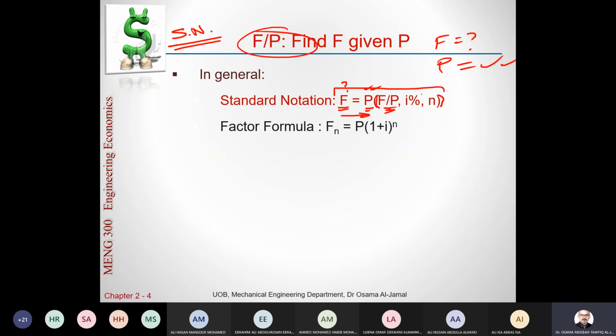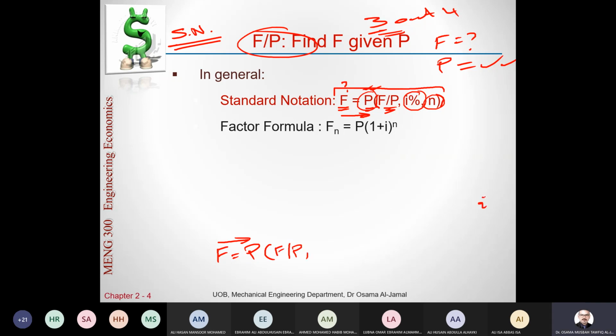What things do we have? And remember, in the previous chapter, we said we need to have 3 out of 4 terms. What are those 3? The P is given, so we need to know i and n. So the standard notation for finding the future value given the P, F equal to P, will be in the same sequence, F given P.